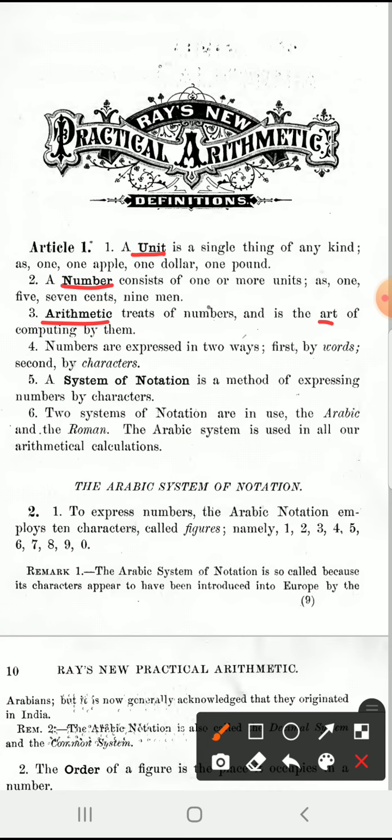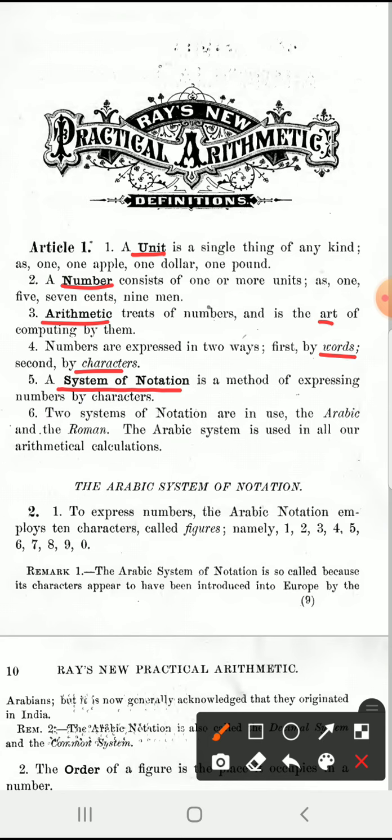Next, point number 4. Numbers are expressed in two ways, by words and by characters. First, by words, and second, by characters. Point number 5. A system of notation is a method of expressing numbers by characters.